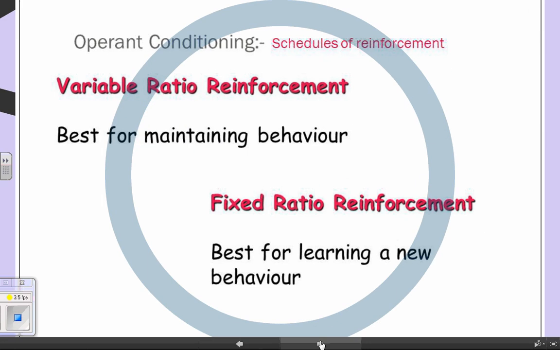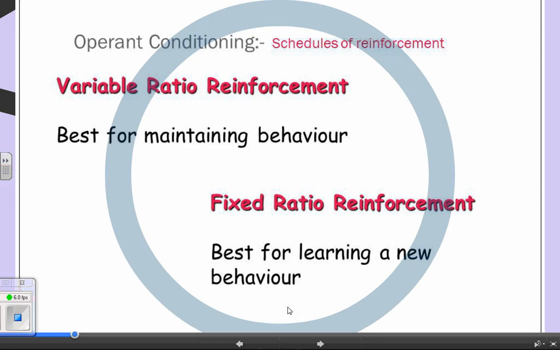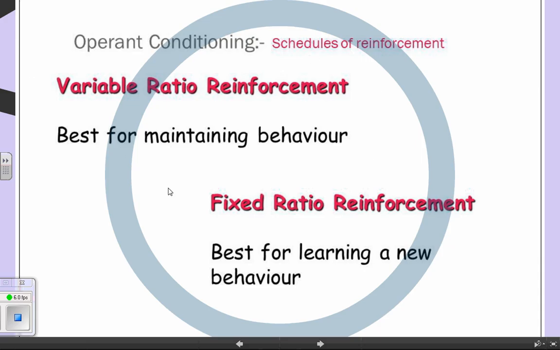So, let's revise, let's have it in the mind. The variable ratio of reinforcement is best for maintaining a behavior. The fixed ratio of reinforcement is the best to learn a new behavior. And if I am very devious, this fixed in the beginning, it will be continuous, not partial. So if we want to take it further, we start from a continuous ratio of reinforcement, and then I move it to partial ratio of reinforcement, but fixed.